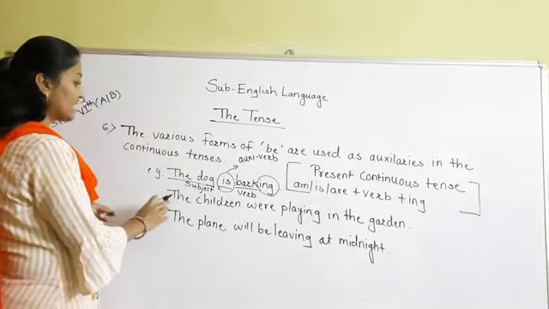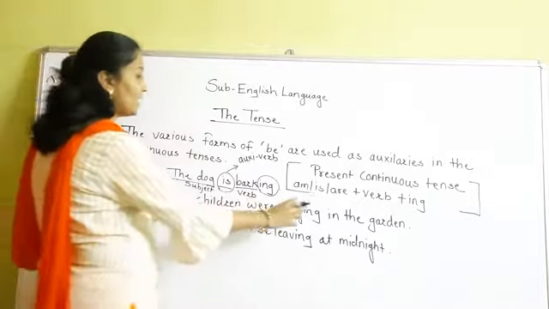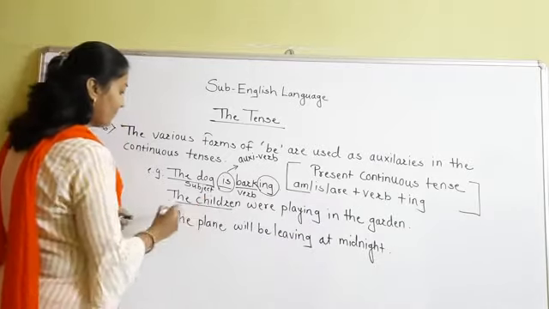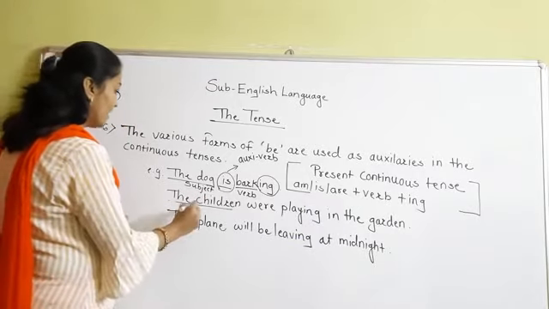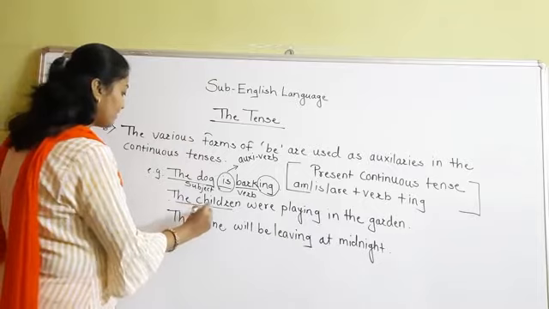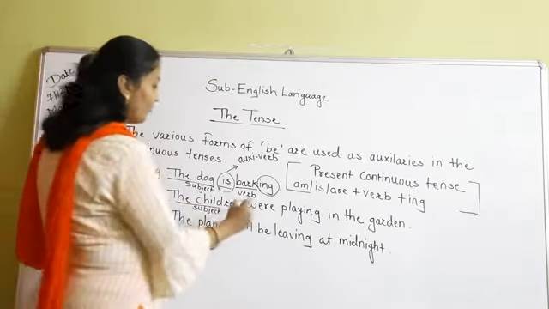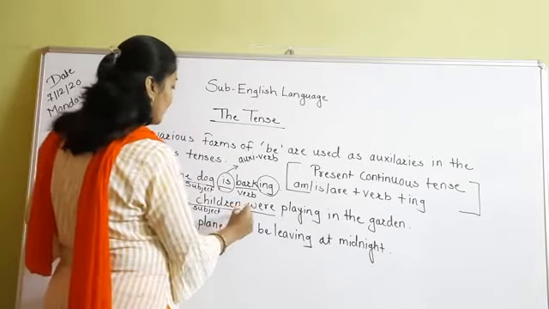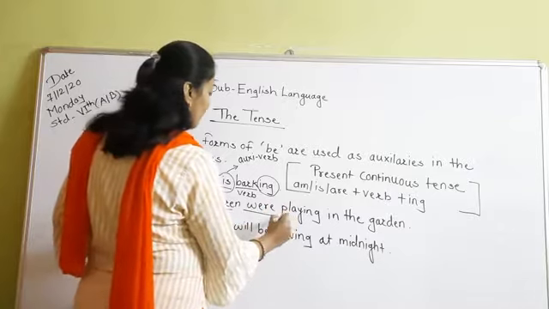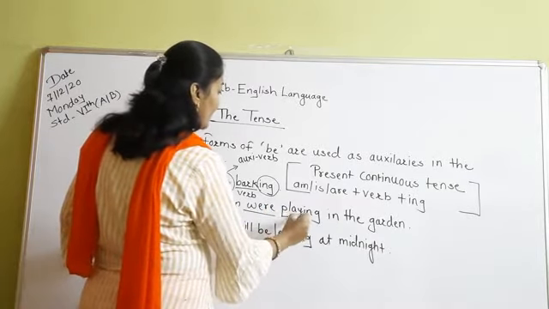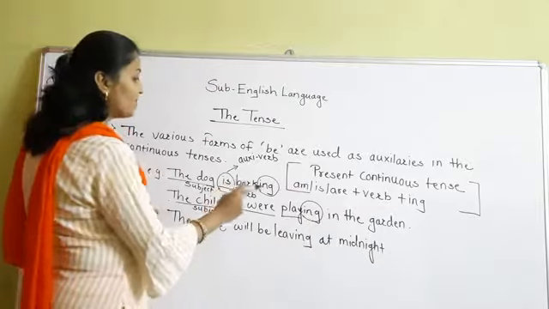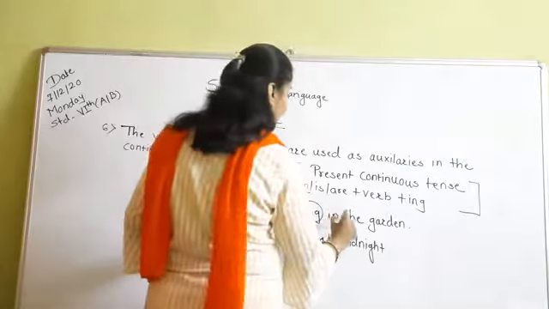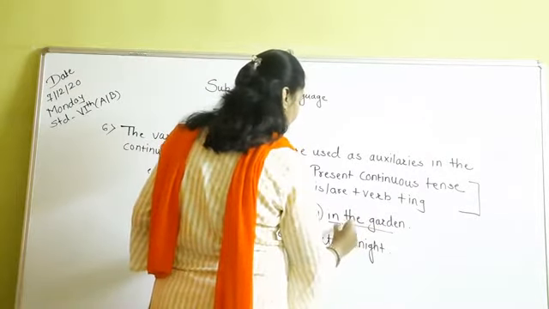Now see the second sentence. The children were playing in the garden. Now our subject is the children. Again were is used as an auxiliary verb here, and the main verb is play, and we have added ing to that verb, and it has become playing. The children were playing in the garden. In the garden is our object.